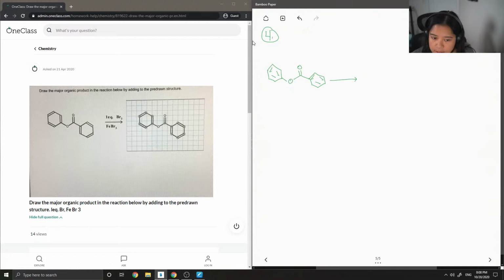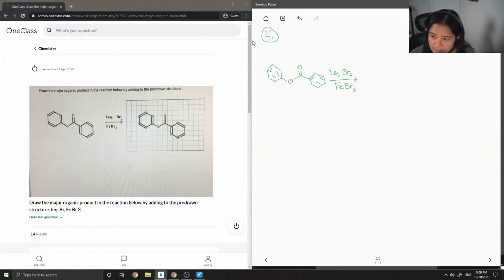And you notice that they specified that there is only one equivalent of bromine, Br2. And then FeBr3. Okay, so this is an example of Friedel-Crafts. And basically what this question is asking is what part of the benzene will it brominate. And by brominate, I mean where in the ring will you add a bromine group.